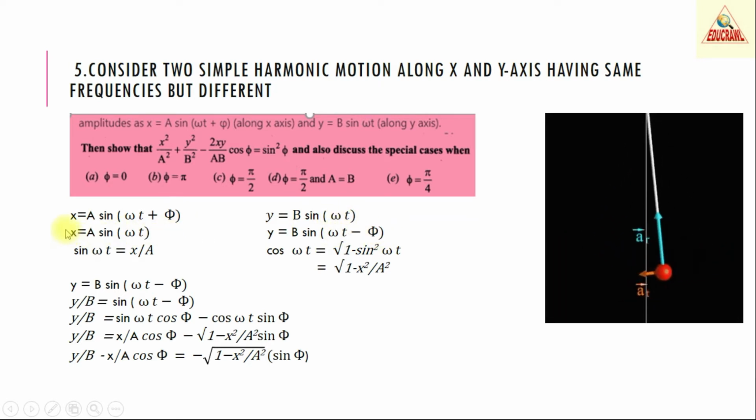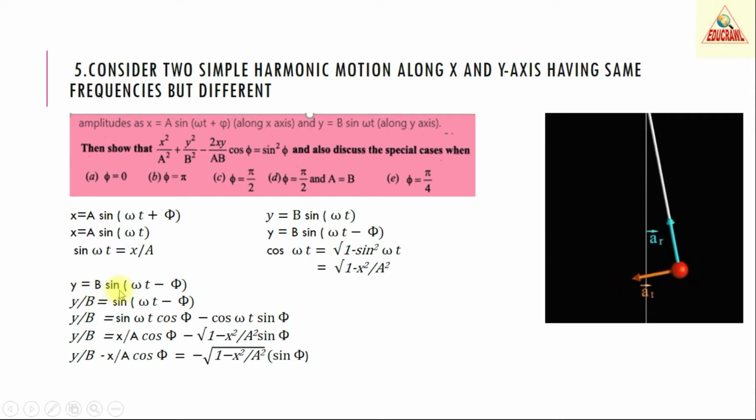So from this equation, x equal to a sin omega t will give sin omega t equal to x by a. Similarly, from the equation y equal to b sin(omega t minus phi), cos omega t is the square root of 1 minus sin squared omega t. Sin omega t is given by x by a. So substituting that value here, we will get cos omega t equal to square root of 1 minus x squared by a squared.